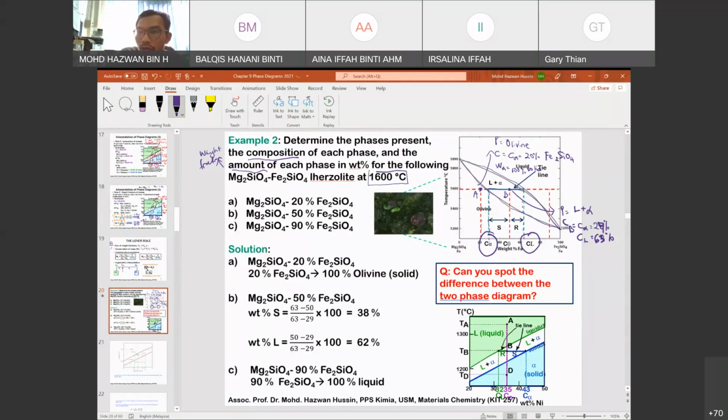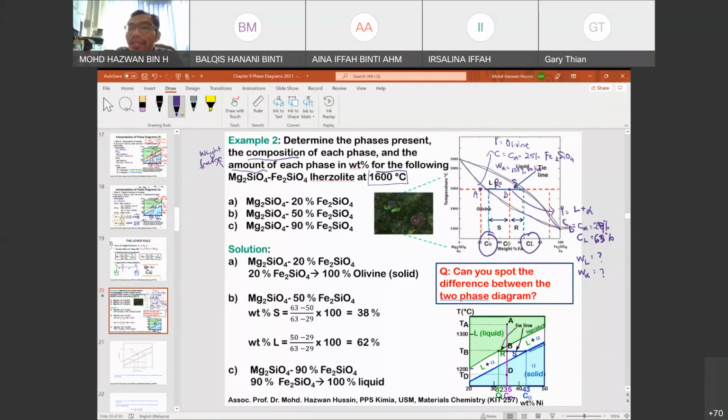Okay. Right. So what will be the weight fraction? Since it is a mixture of two phases, you have to report the WL and also W alpha. All right. So you can actually name the two parts of the tie line. Let's say we call them R and S. Okay. So R and S.